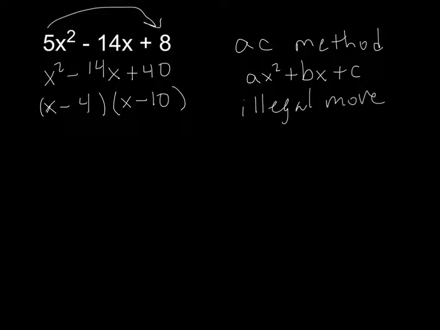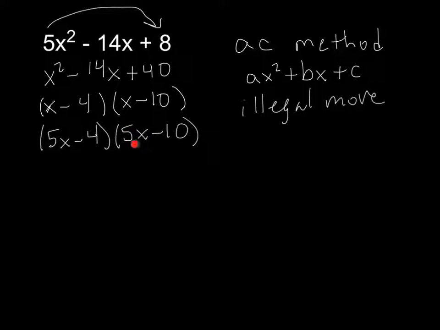Now, the 5 is why we refer to this as the illegal move. Doing this 5 times the 8 seems like it's a completely illegal move. So now we're going to undo that illegal move by bringing the 5 back in. So this is going to become 5x minus 4 and 5x minus 10. I brought that a back into both places because it was on the x squared, so we're putting it back in 2 places. But since I only took out one 5, it seems odd that I should be putting back in 2 5s.